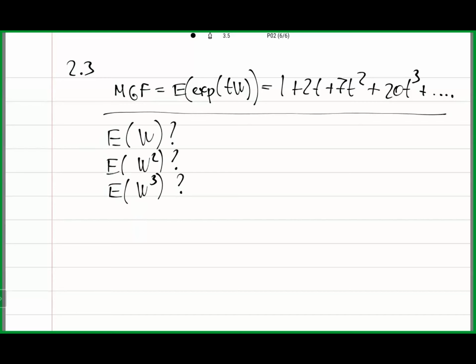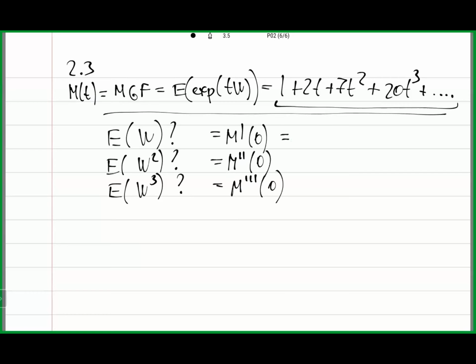Okay, who remembers how expected values are stored in a moment generating function? We need to take derivatives probably. Yeah, but maybe it's easy to calculate derivatives if you have a Taylor expansion. Yeah, that's M prime at 0. There's M prime prime at 0. This is M prime prime prime at 0. Yeah, we need to take derivatives. Hence M prime at 0. If you calculate the derivative of this Taylor expansion, what will you get?